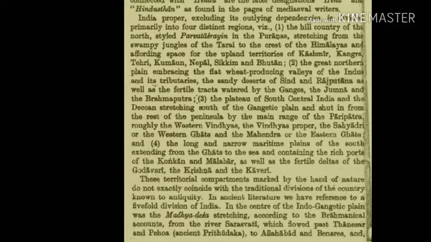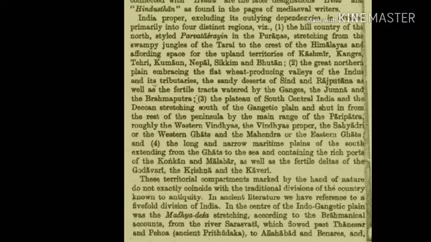Closely connected with Hindu are the later designations Hind and Hindustan as found in the pages of Muslim writers. India proper, excluding its outlying dependencies, is divided primarily into four distinct regions, viz. 1. The hill country of the north, styled Parvatasrayin in the Puranas, stretching from the swampy jungles of the Tarai to the crest of the Himalayas, and affording space for the upland territories of Kashmir, Kangra, Tehri, Kumaon, Nepal, Sikkim and Bhutan.